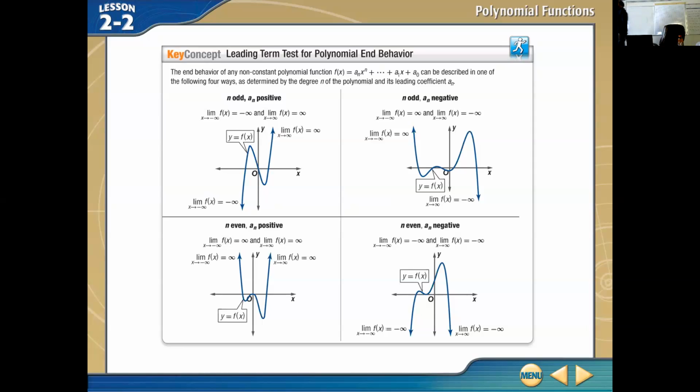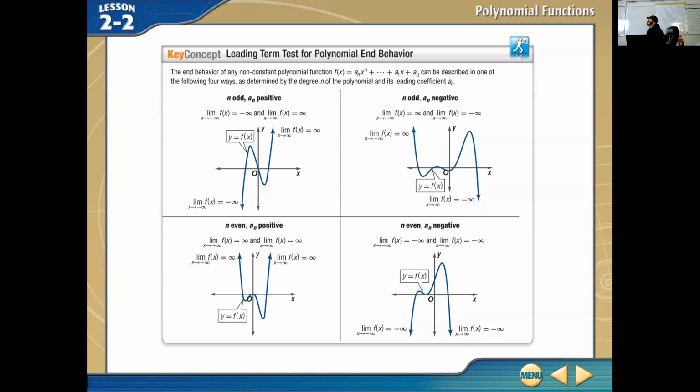Those are still true, but we're looking more towards the leading term. Okay, the leading term is the term with the highest exponent. The highest exponent. Okay, that has the greatest effect on the end behavior of your graph. All those other terms are responsible for giving you these turning points. Okay, but the leading term is what controls what's going on at the very extremities of the graph.